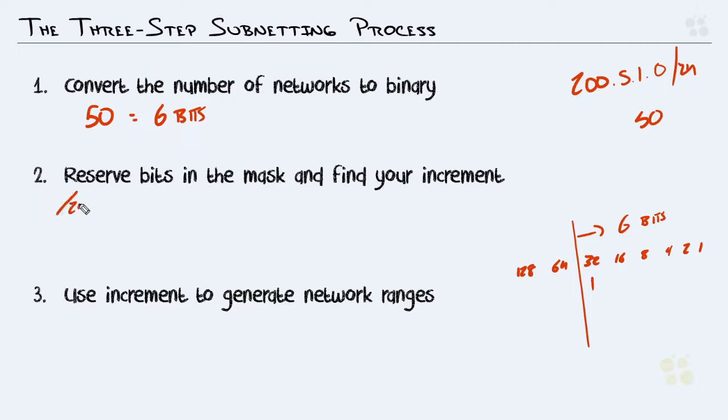Now, reserve the bits in the mask. We have Class C, 255.255.255, or I'll just write the /24. 24 bits, right? So let me write those out. There we go.